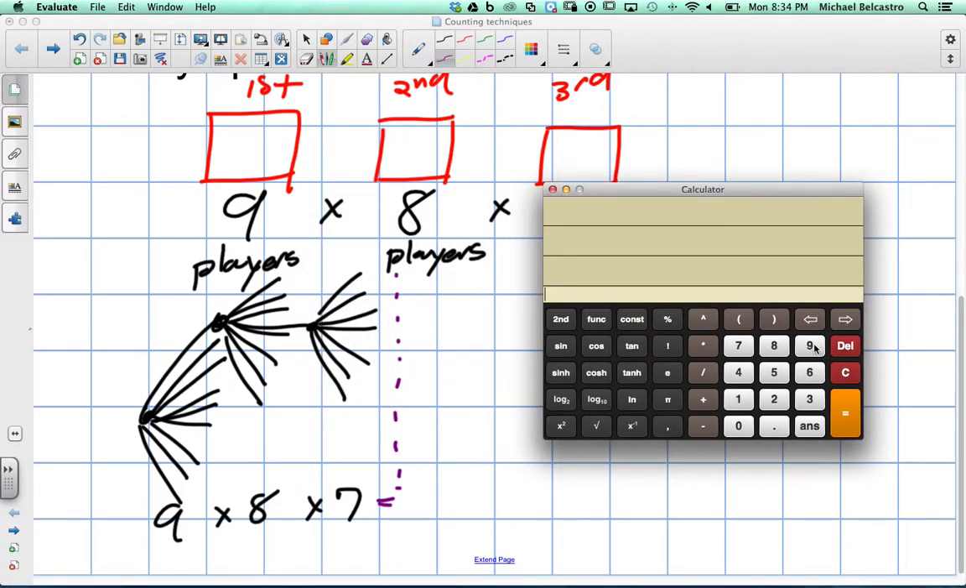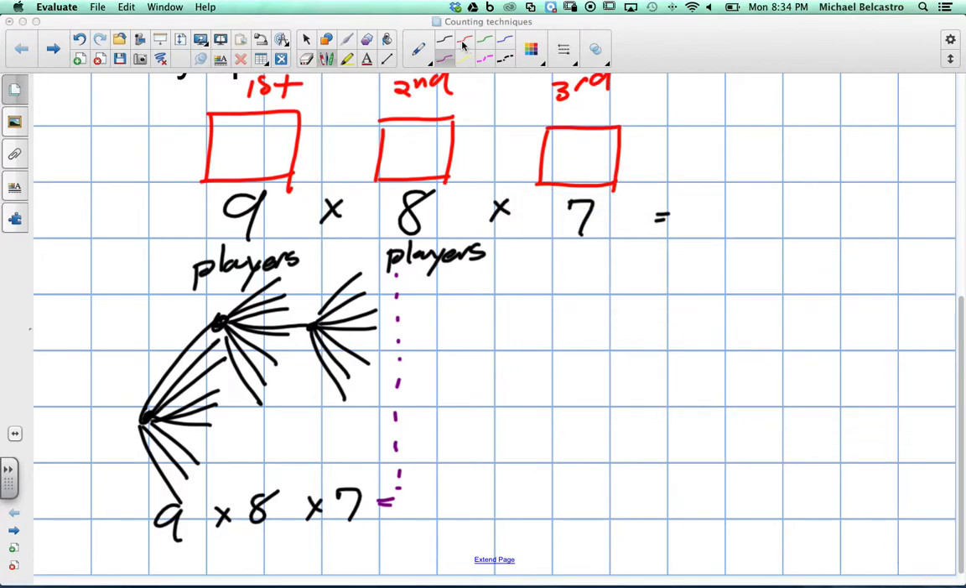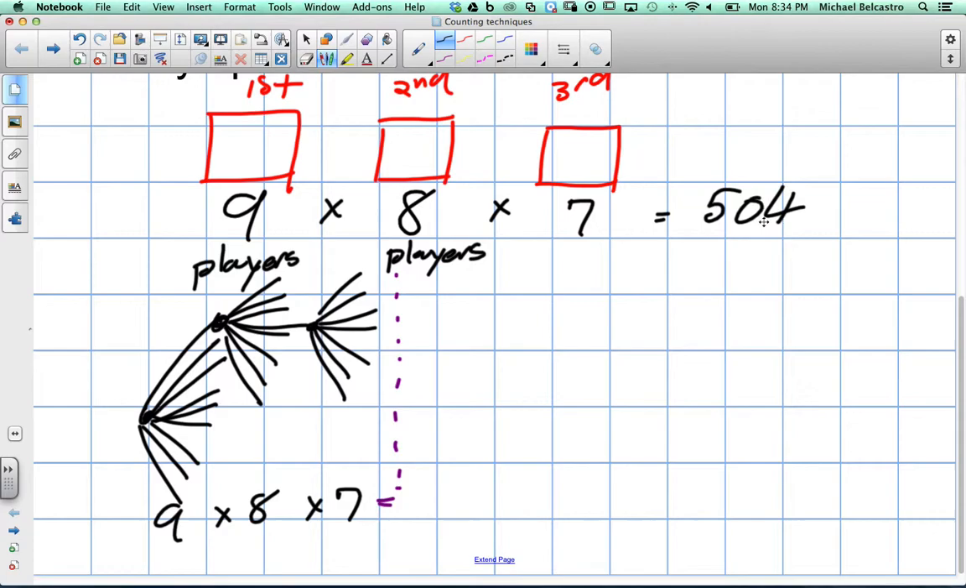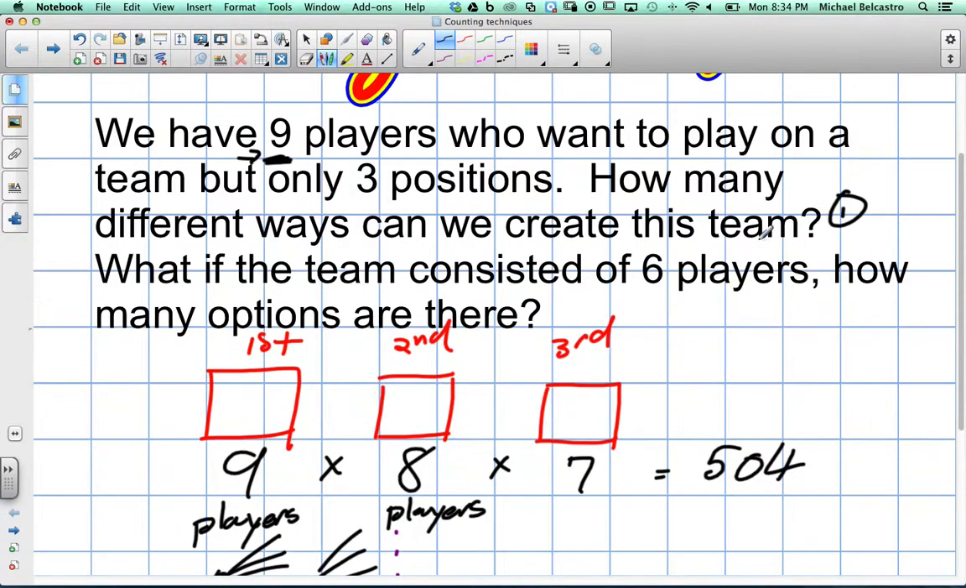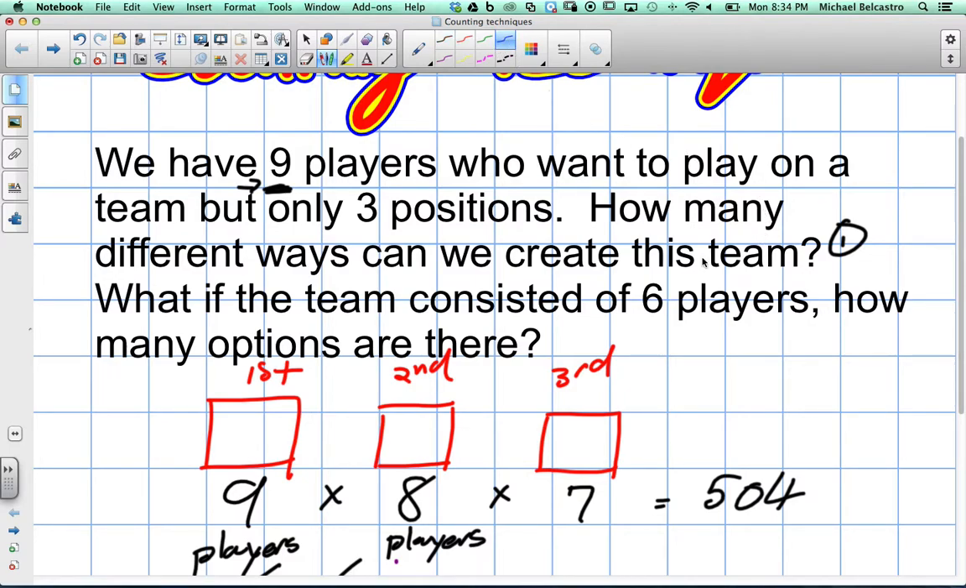9 by 8 by 7 gives us 504. So there are 504 different ways you could build this team. In other words, there's 504 different teams you could build with those 9 people. Part 2. What if the team consisted of 6 players? Okay, so more options. How many positions would there be?